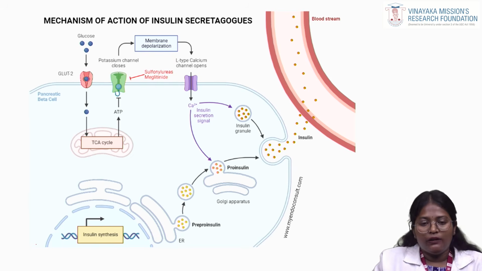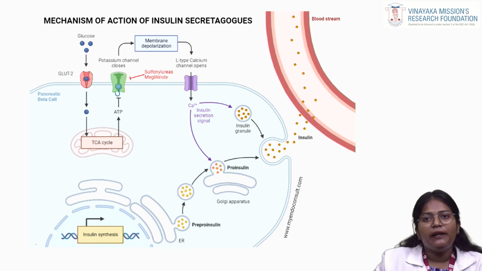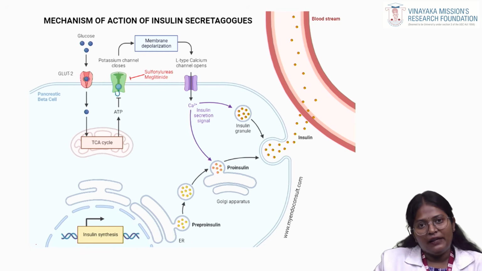When there is high blood glucose, the glucose will be entering into the beta cells via the GLUT2 transporter. The GLUT2 transporter, after sensing the high blood glucose, will be opening. Once the transporter is opened, glucose from the blood will be entering into the beta cells of the pancreas. After the glucose enters the beta cells, it will be going to the mitochondria. The mitochondria will be performing the TCA cycle, where glucose will be converted into glucose 6-phosphate. Finally ATP will be produced.